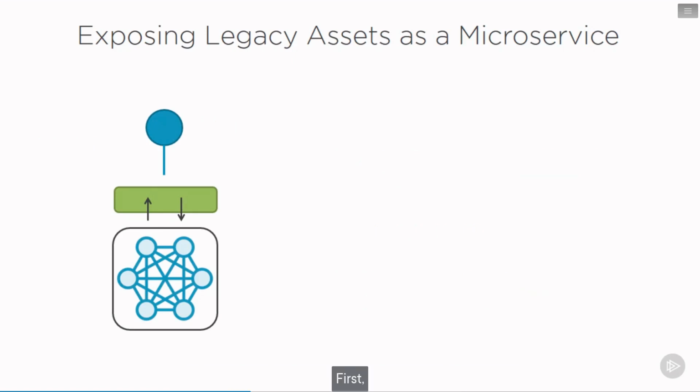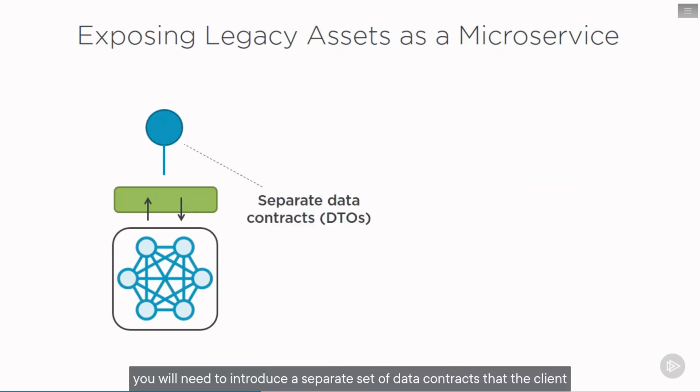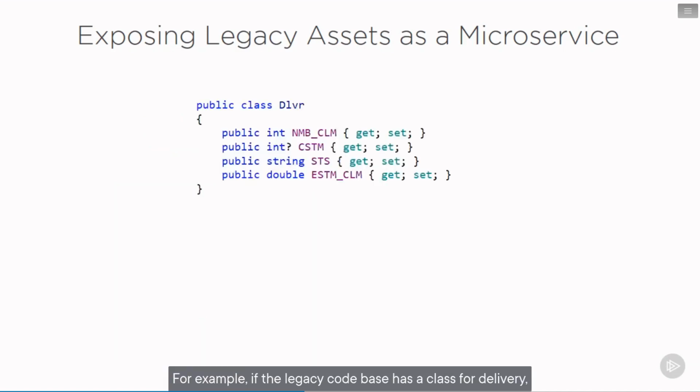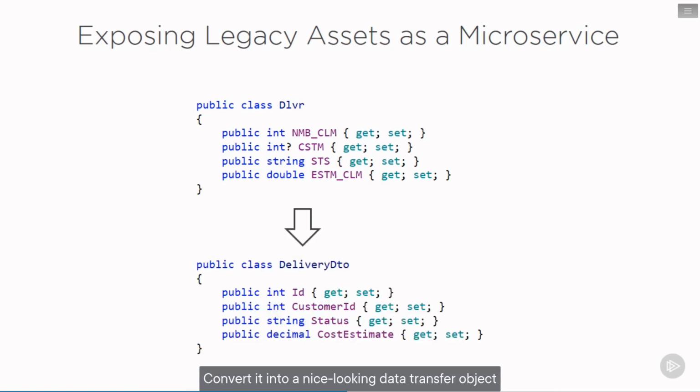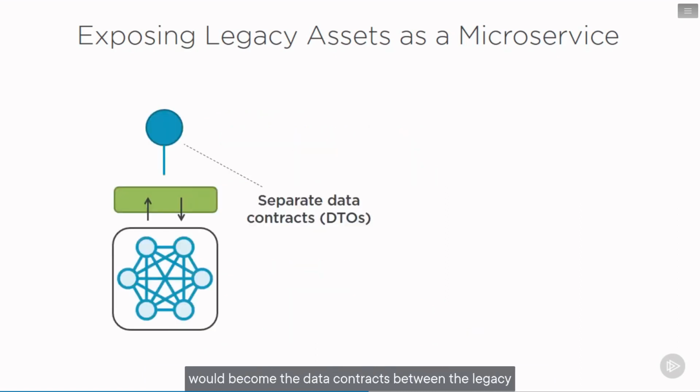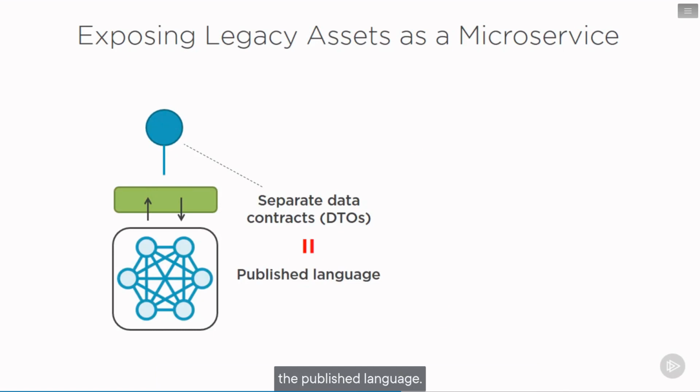Note several important points here. First, you will need to introduce a separate set of data contracts that the client bubbles will use to communicate with the legacy microservice. You should not use the classes that already exist in the legacy application for that purpose. For example, if the legacy codebase has a class for delivery, like in our case, don't use it as is in order to serialize data into JSON. Convert it into nice-looking data transfer objects and serialize that object instead. The resulting set of DTOs, data transfer objects, would become the data contracts between the legacy microservice and the external bubbles, or as Eric Evans called it, the published language.